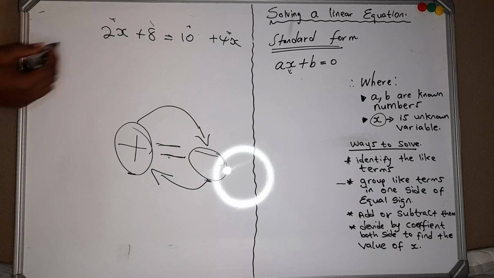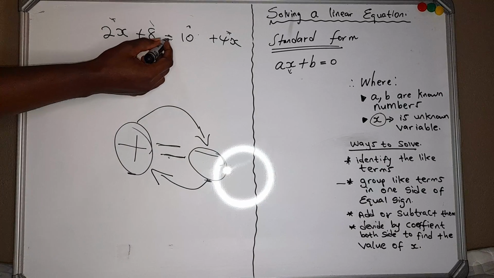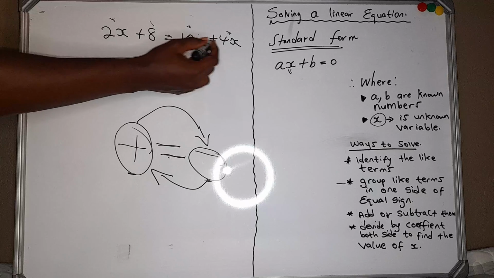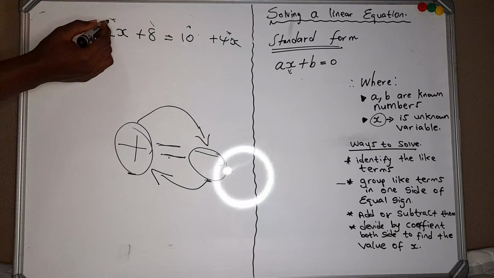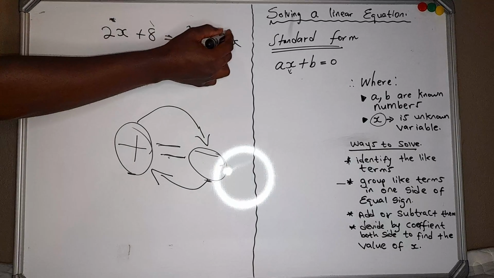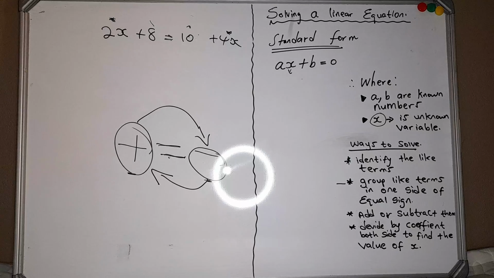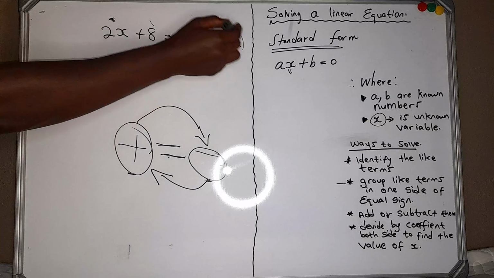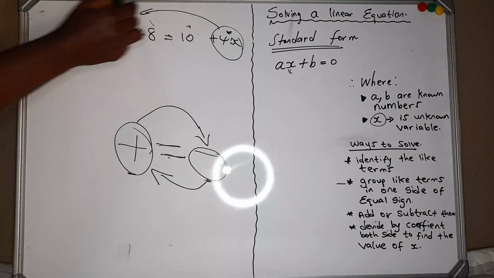Let's take now, we have 2x plus 8 equals 10 plus 4x. As we identified the like terms, 2x and 4x are like terms, which means we take this 4x to that side of the equal sign.